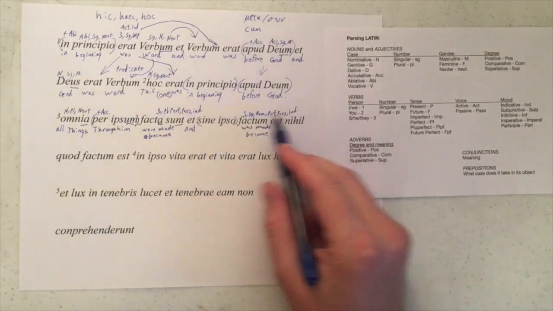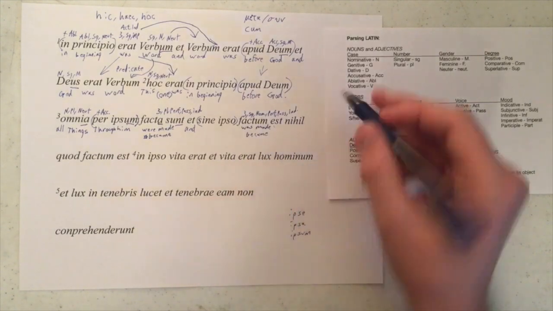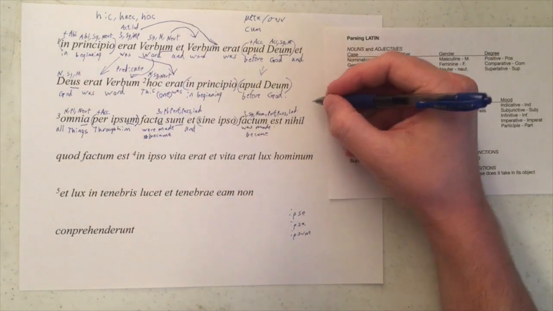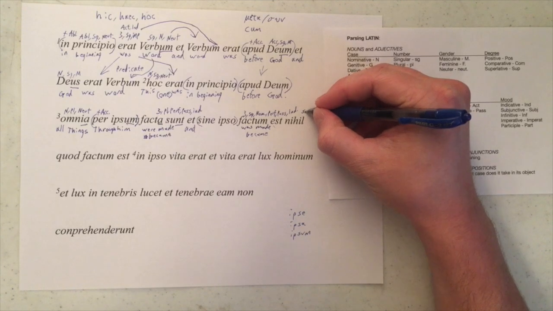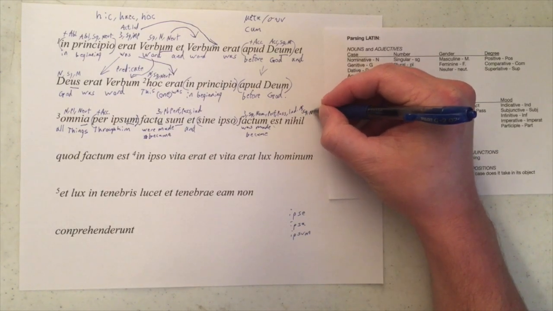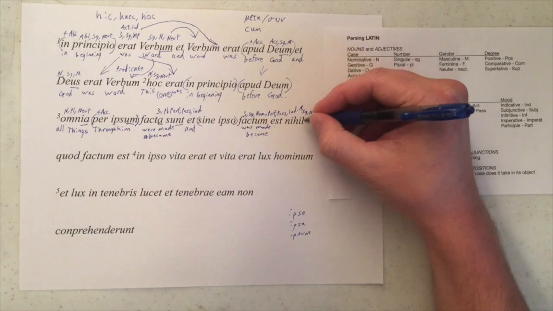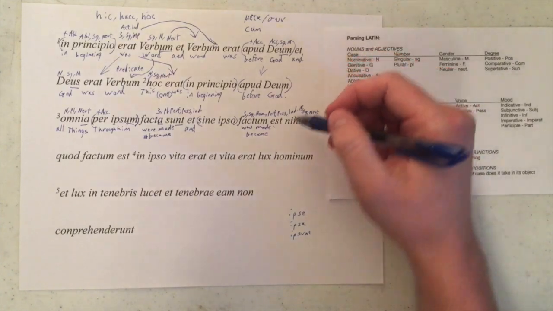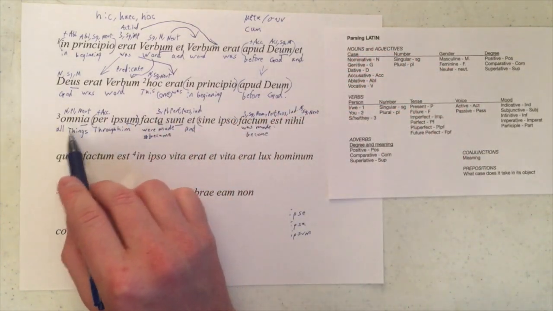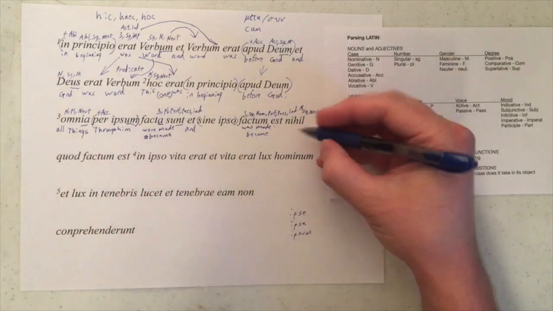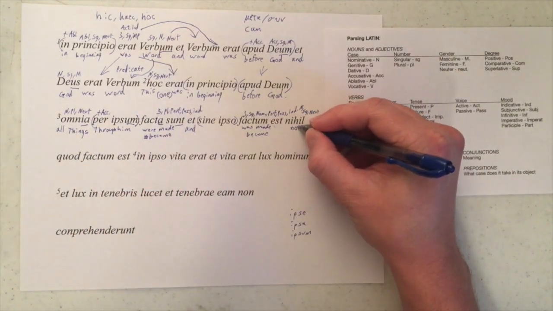We don't have anything else in this clause that fits our subject here, so it makes most sense to call this one the subject, and that would be nominative, singular, and neuter. Why neuter? Because it is referring back to omnia. It is one of what omnia is, and it means nothing.